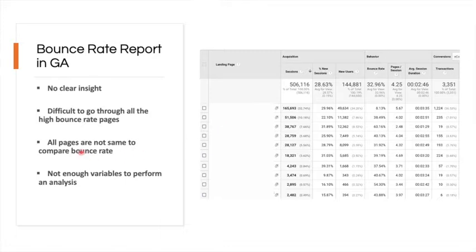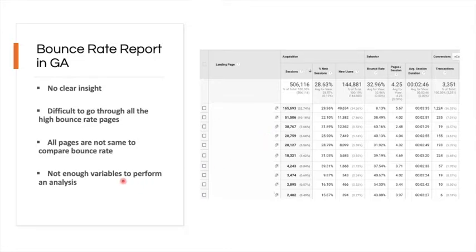And also you can't compare bounce rate across all the pages, because bounce rate for the home page might be lower, and bounce rate for the category page and the product page might differ, and the about us page bounce rate might be totally different. So you can't compare different types of pages, but when you analyze the bounce rate, you need to make sure that you are looking at similar types of pages and understand why the bounce rate is higher or lower.